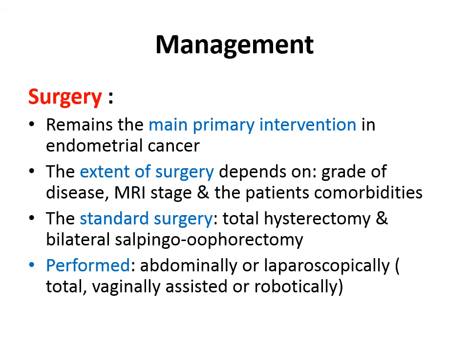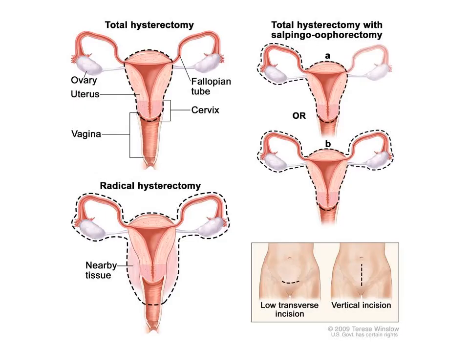This can be performed either abdominally through laparotomy, or laparoscopically, or vaginally assisted laparoscopic hysterectomy, or robotically. This figure illustrates how a uterus is going to be removed in different types of hysterectomy.